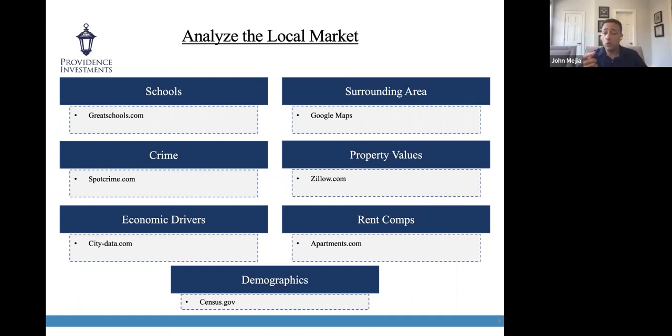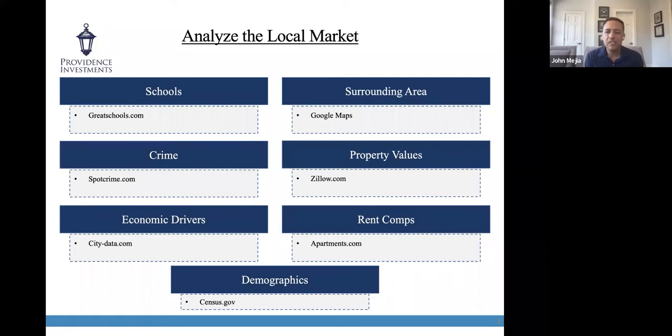I like to look at those. So Spotcrime, Google Maps, drive it around. Zillow, the same thing. I like to look at those properties. I want to see what the area looks like. So utilize that tool. Citydata.com, economic drivers, excellent website as well. And I'm sure there's a lot of people here that can post and say, I use XYZ, which will also help you. But also rents.